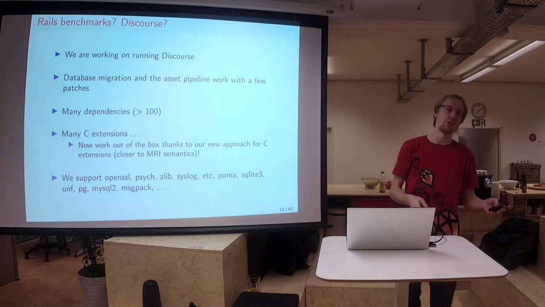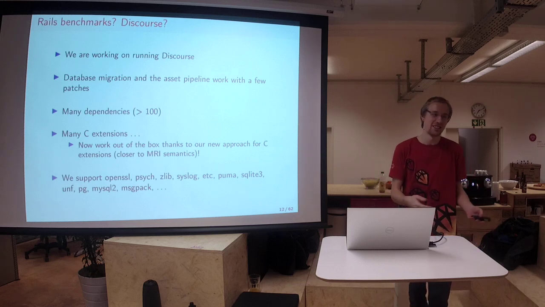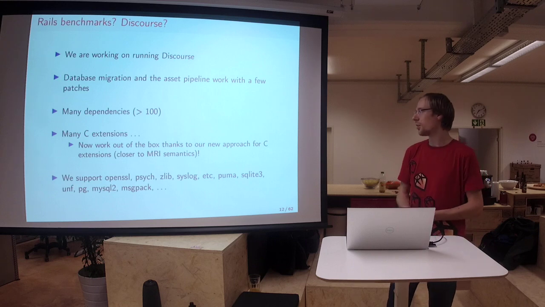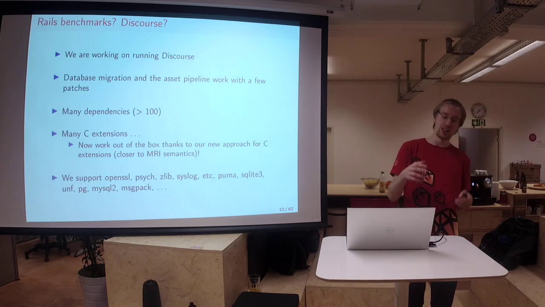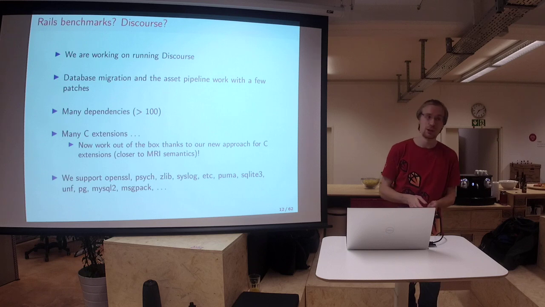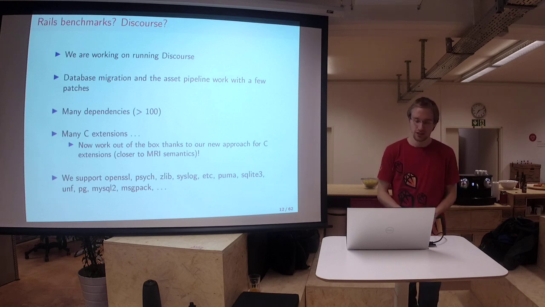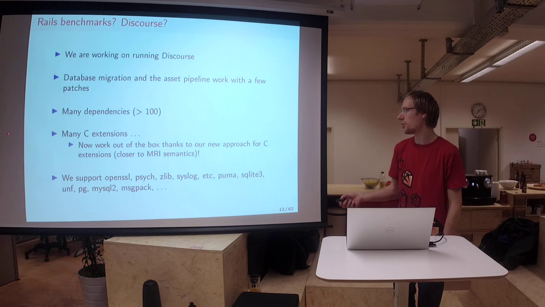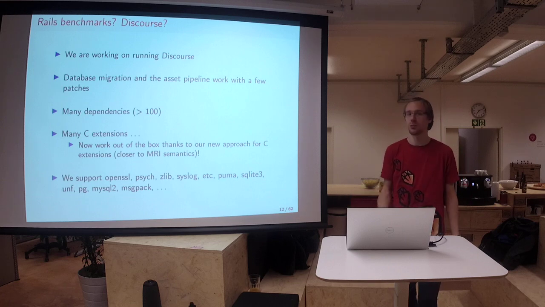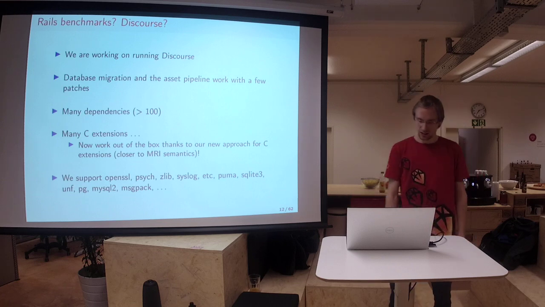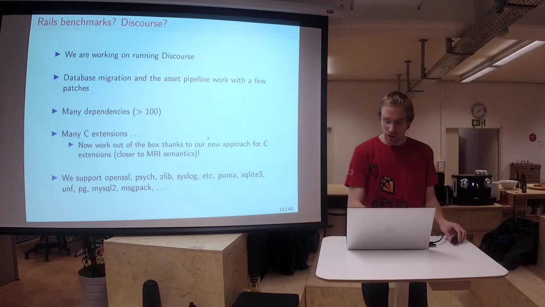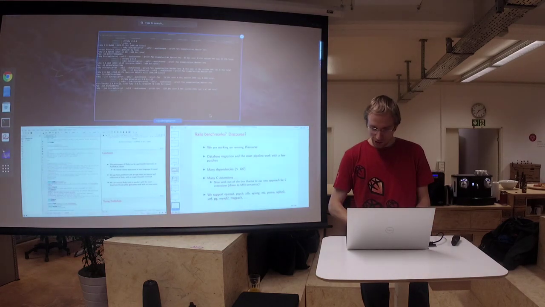And this doesn't scale. If we have to patch every C extension to make it work with us, it's never going to work. So now we have something completely different where we simulate the GC of MRI for C extensions. And the end result is that many C extensions now work out of the box. You can just gem install it and that's it. And so we support all of these, I know, but I guess many more now. Maybe I can show you a small Rails app.